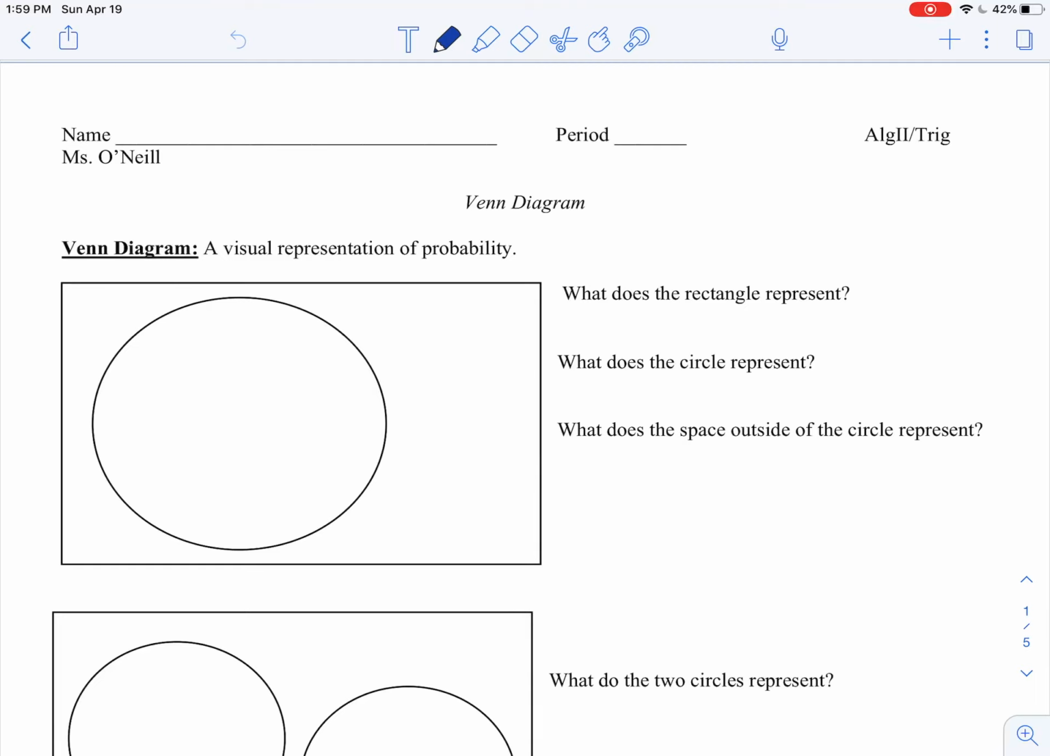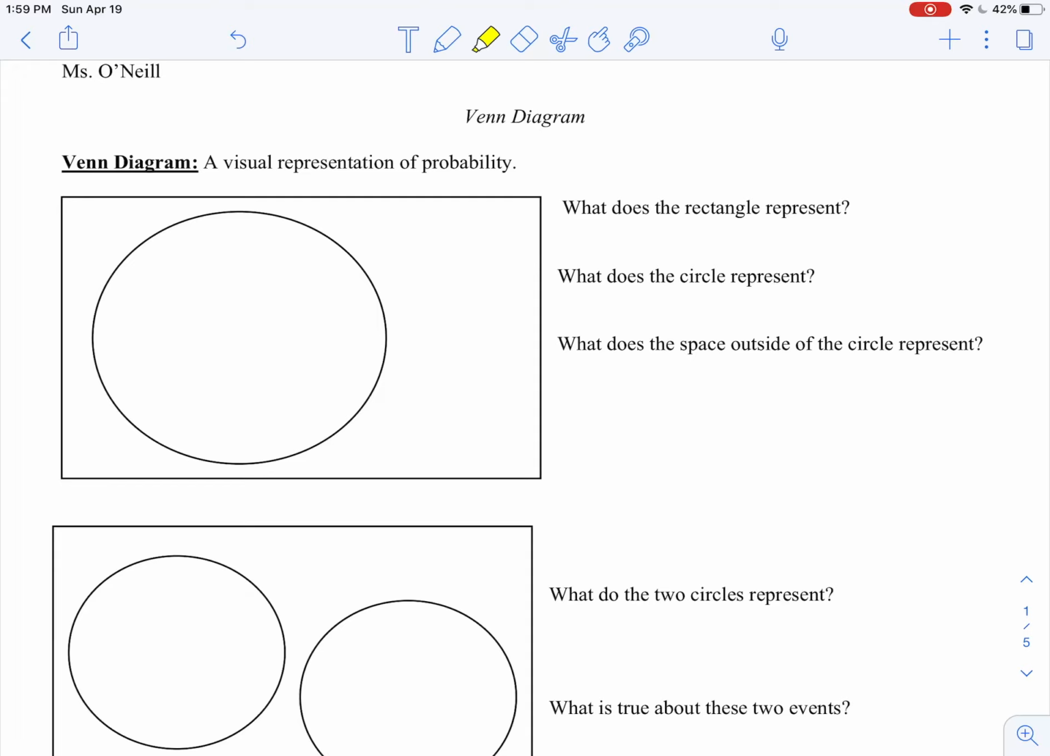So the entire rectangle itself is representing the sample space. All the events that could occur in a situation are going to be within this sample space. So let's keep it really simple for this first example. Let's talk about the chances of it raining and not raining. If those were the two situations we were dealing with, then the chances of it raining would go inside this circle, because that's the only event in your sample space. And then everything else would be the chances of not raining.